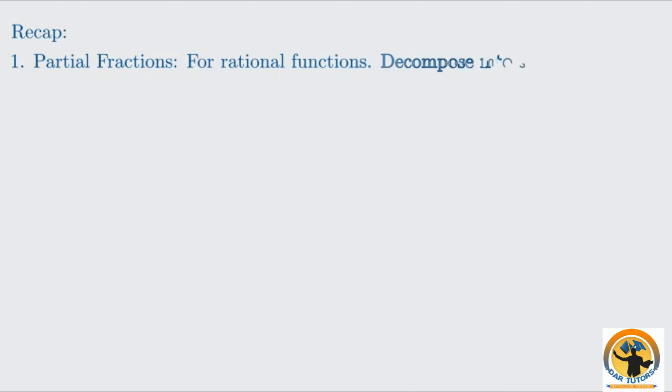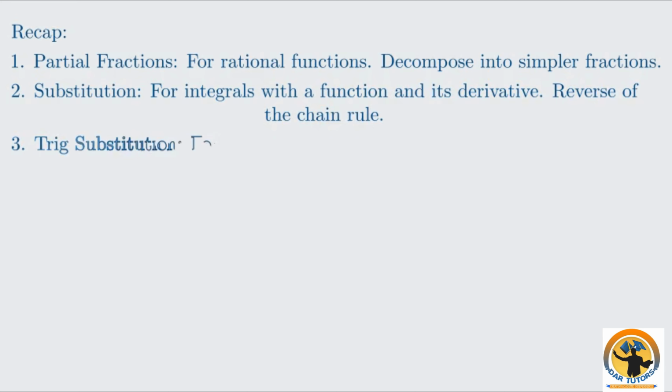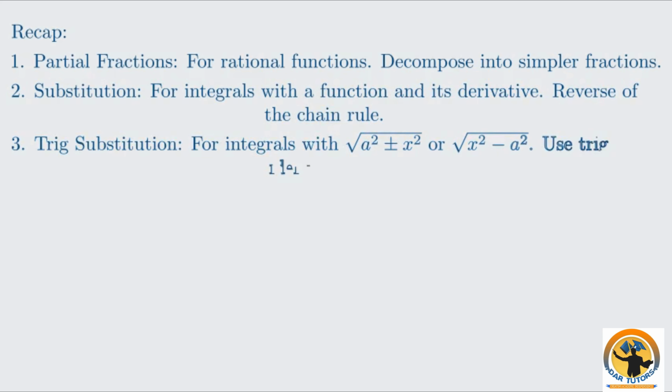Let's recap what we've learned. Partial fractions are for rational functions, breaking them into simpler parts. Substitution is for integrals where you can spot a function and its derivative. And trigonometric substitution is for integrals involving specific square root forms, using trigonometric identities to simplify them. Mastering these methods is crucial for success in IB Mathematics AAHL. The key is practice, practice, practice.